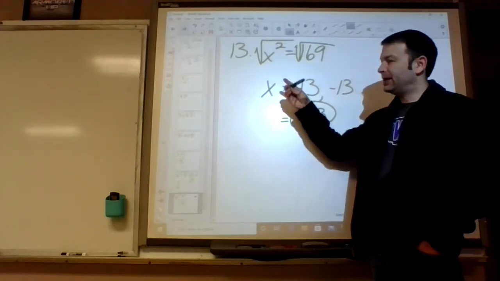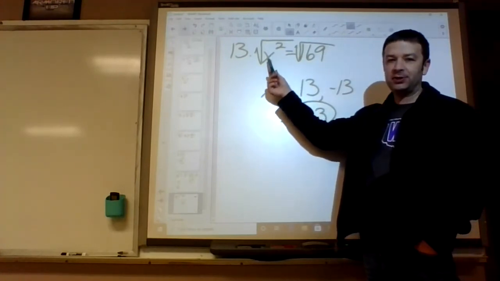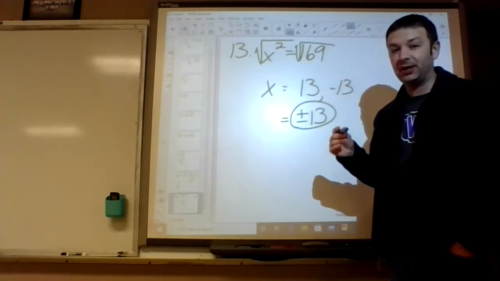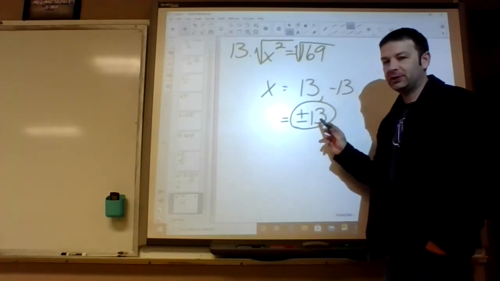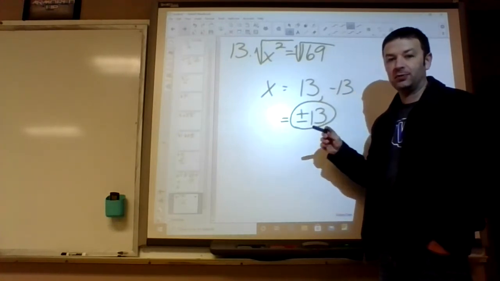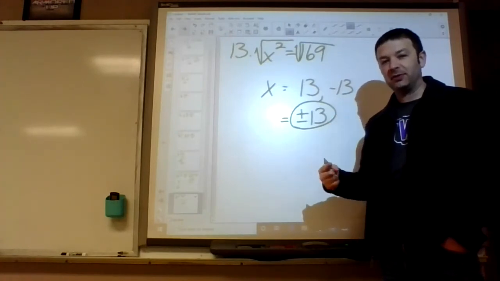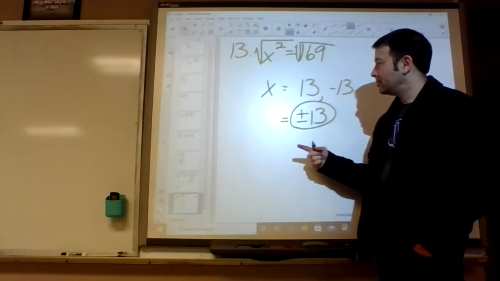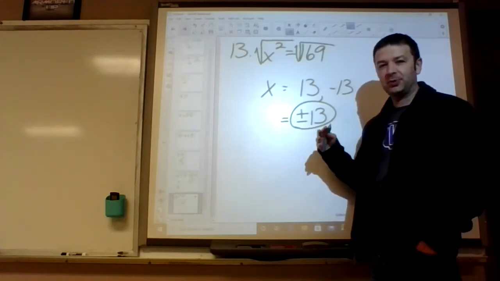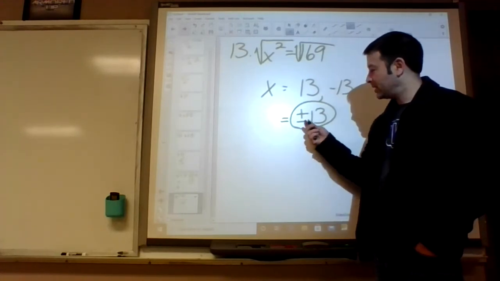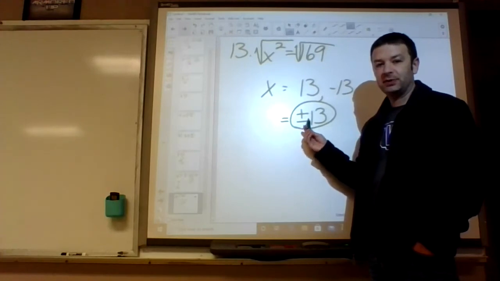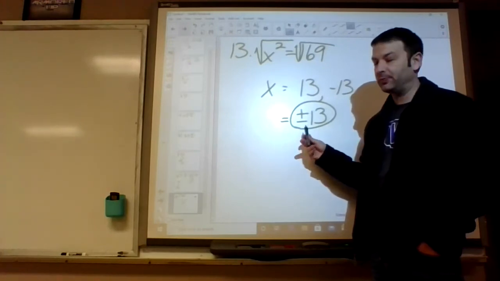Anytime you solve x squared equals something, you're basically going to have that kind of answer. Not only does the positive version work, the negative version works. When you plug a square root in your calculator, it only gives you the positive answer. But on these problems, x squared equals whatever, they could all be positive or negative. So we're going to see this on the next few problems.